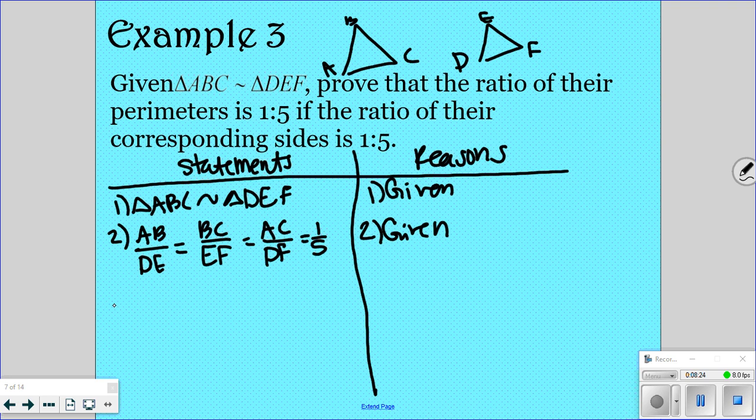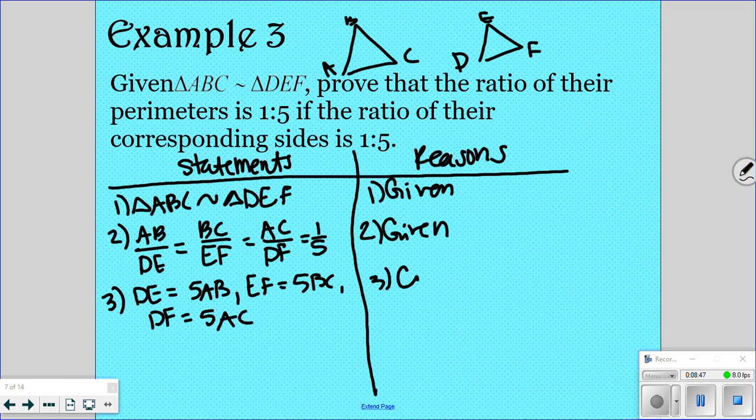So if we cross multiply on each of these with the 1/5, that means that DE would equal 5 times AB. EF would equal 5 times BC. And DF would also equal 5 times AC. And that's just from cross multiplying.